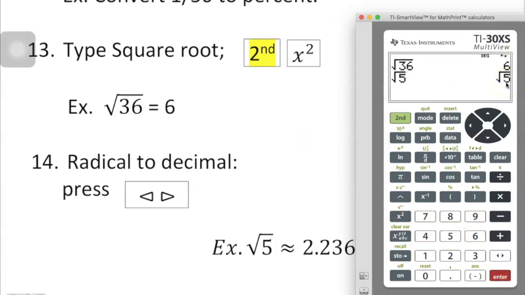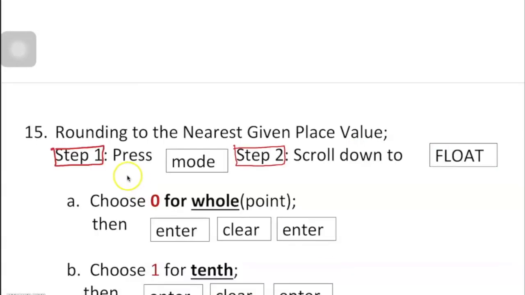So how are we going to get our decimal? We can just use this double arrow, and it gives us the same thing, 2.236, and I said approximately. Every time you round, you get an approximation, clearly. Okay. Rounding to the nearest given place value. This is one of the important basic steps in basic math.